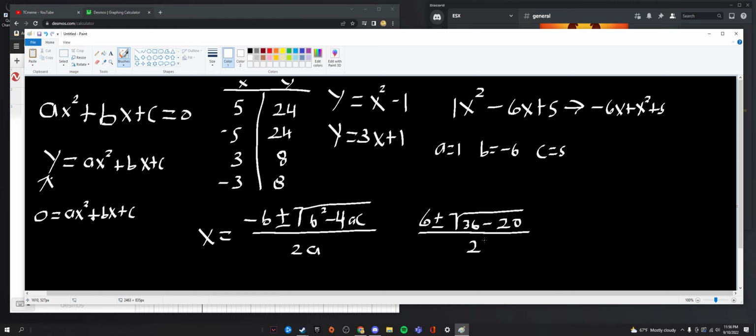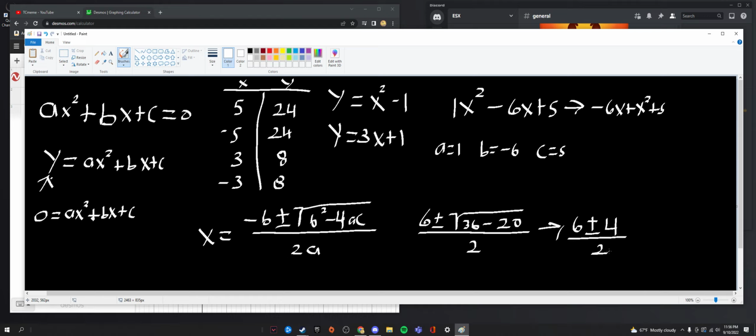Now, how can we actually simplify this down? Well, 36 minus 20 is 16. So we get 6 plus or minus the square root of 16, which is just 4, and we divide that by 2.